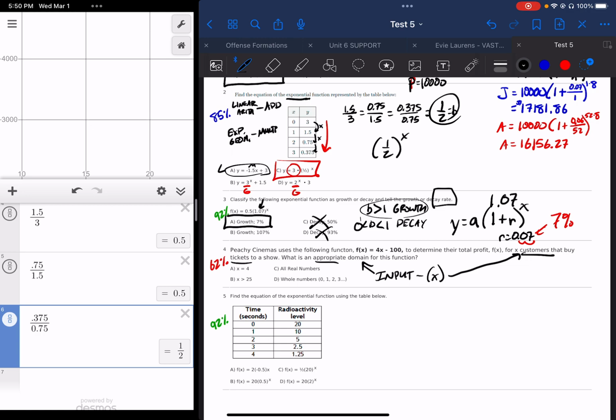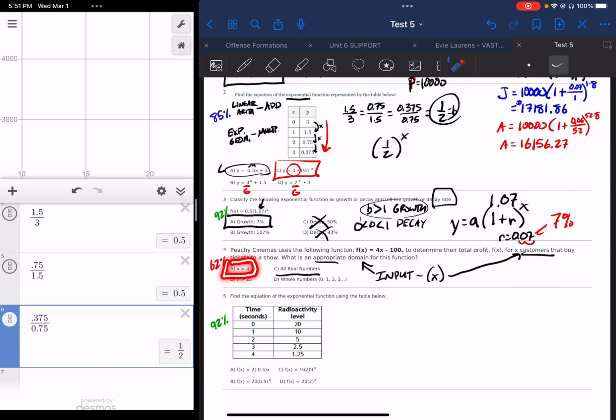Can't have a half of a customer. So it can't be all real numbers because, one, all real numbers is negative infinity to infinity, and that includes all the decimals in between. Well, you can't have negative customers buying tickets to a show. Any numbers that are greater than 25, like, are you saying that only 25 people have to buy tickets to a show and 24 people can't? That doesn't make any sense.